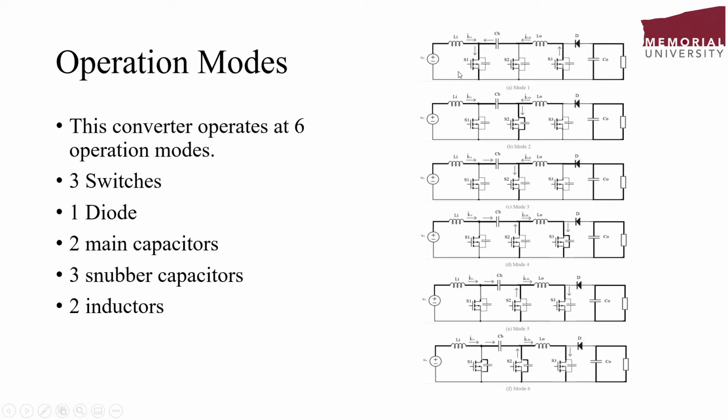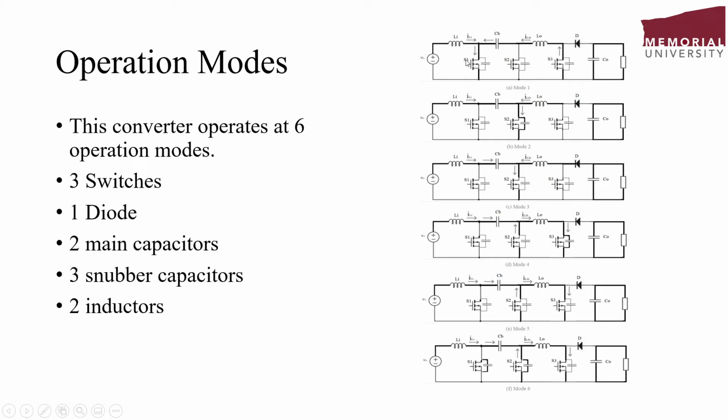At mode 1 we have this converter. S1 and S3 are on, S2 is off, and the power transfers from input to the inductor and is stored in this inductor, and energy from the blocking capacitor transfers to the output current. And here S2 will be off at this mode, which is so short.